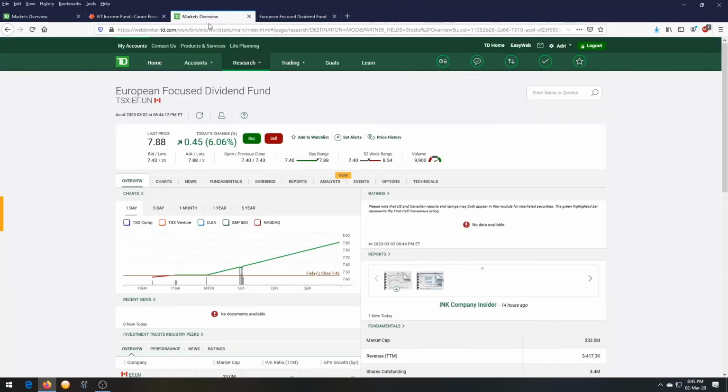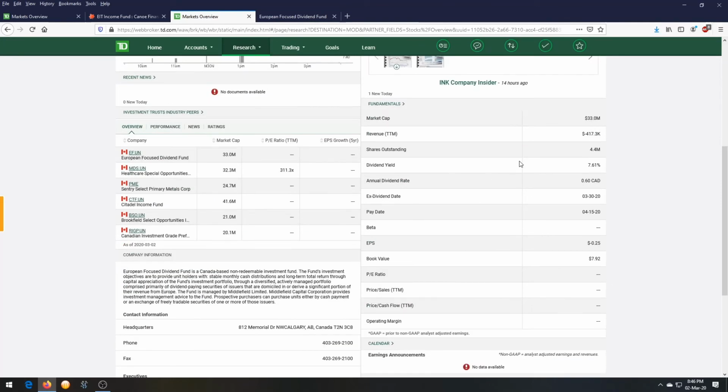So the second one I want to talk about is called the European Focused Dividend Fund. The stock ticker is EF.UN. So this obviously will have a lot of European focused dividend companies in it, like the name says. So the dividend rate is 60 cents per share, which translates to a yield of 7.61% a year.